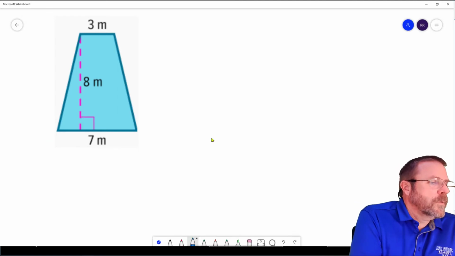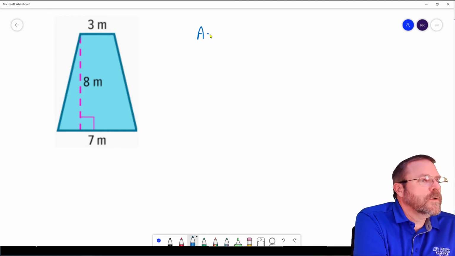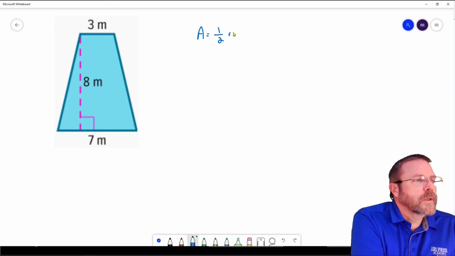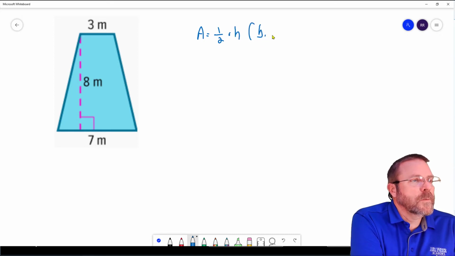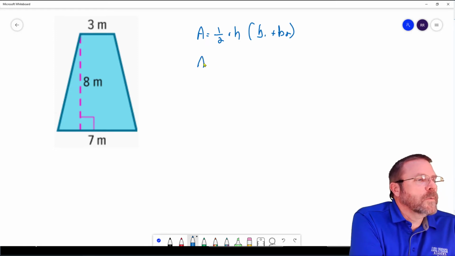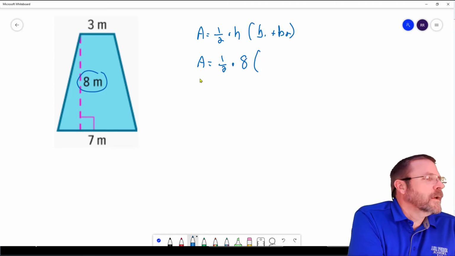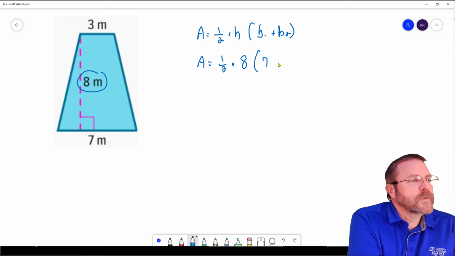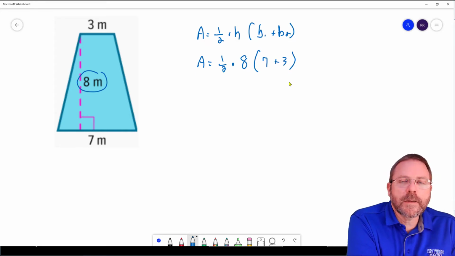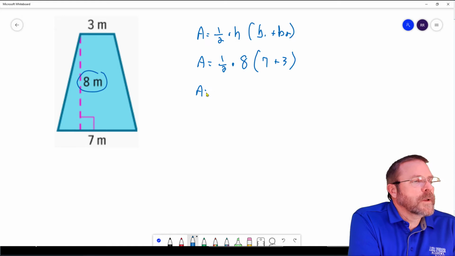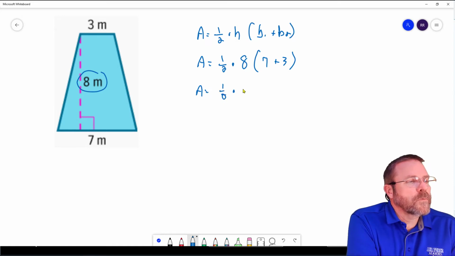Alright, I've got my problem. My formula, of course, is going to be area is equal to 1/2 times the height times the sum of base sub 1 and base sub 2. From there, I'm going to plug it in as area is equal to 1/2. The height is going to be 8. That's actually going to make it easy for us. Times your bases are going to be 7 and 3 added together. From here I can say 1/2, use my order of operations, times the height, and then 7 plus 3. That's going to end up giving me 10.